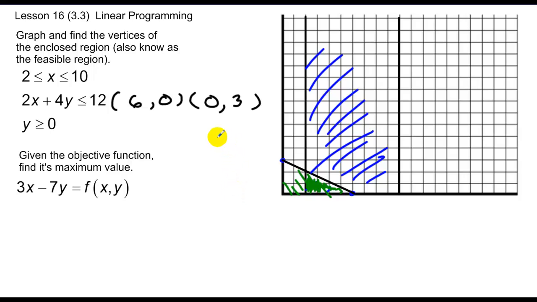And then what I'm going to want to do is find the vertices, and I can pretty much count all these, so I've got 2, 0, I've got 6, 0, and I've done this pretty accurately so I can find the exact point, and I know the x value here is 2. So if I know my x value is 2, I say 2 times 2 plus 4y equals 12. Bring that over. 8 equals 4y. Y equals 2. So I did a pretty accurate graph. So this point here is the point 2, 2.